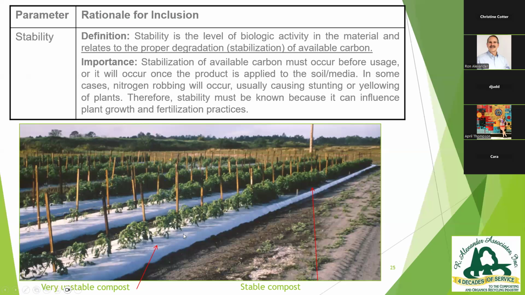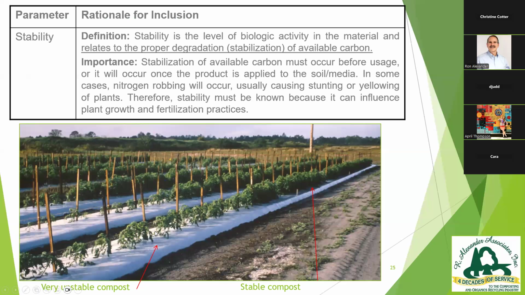And if you look at these pictures, this is tomato research I was involved with down at the University of Florida. On the right, we had a nice stable compost which releases nutrients from the organic matter.